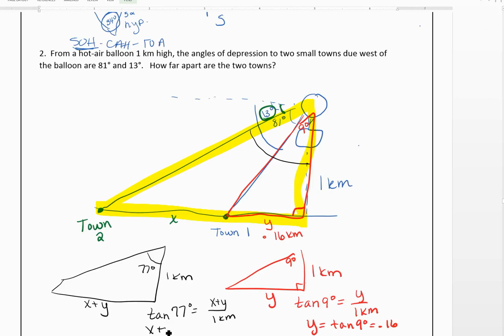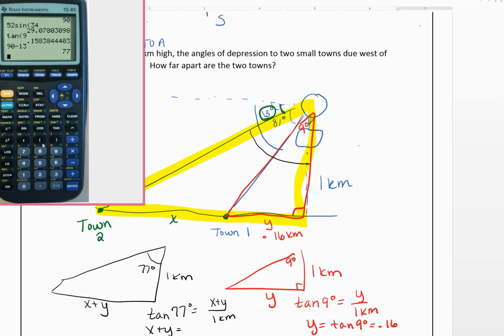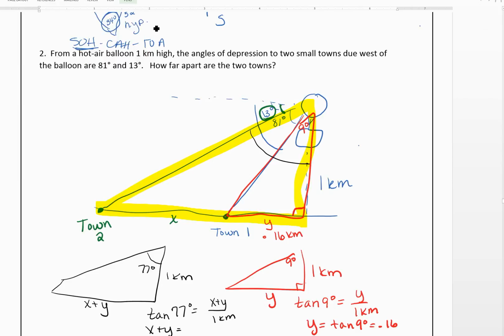So x plus y is going to be tangent of 77, which is 4.3 kilometers, or 4.33. So we know this whole thing is 4.33 kilometers. Now we were trying to find the distance between them. So this x is going to be 4.33 minus the 0.16.